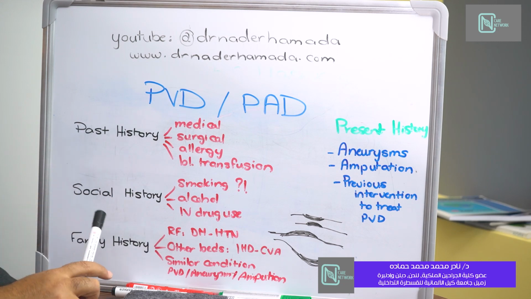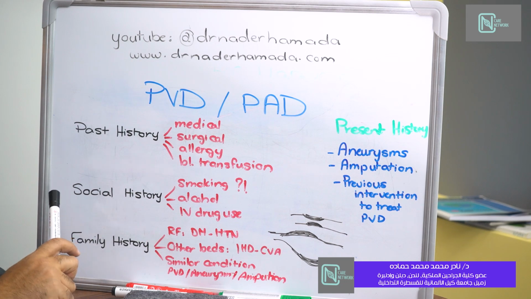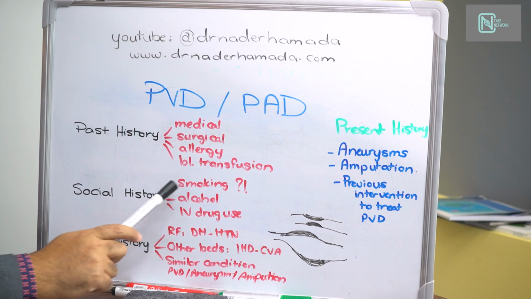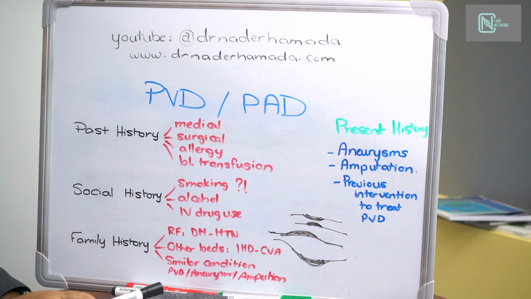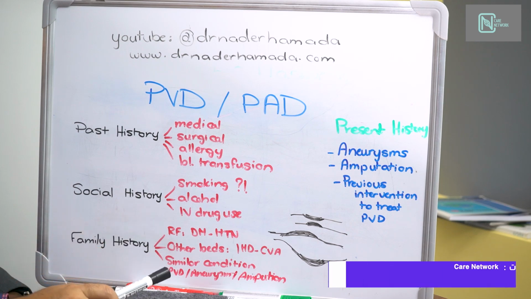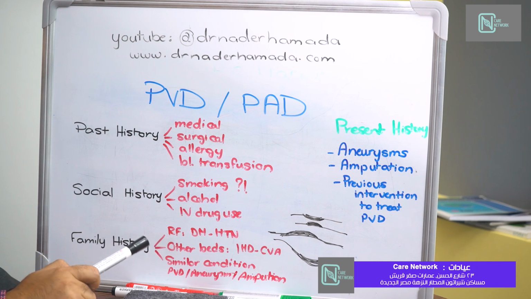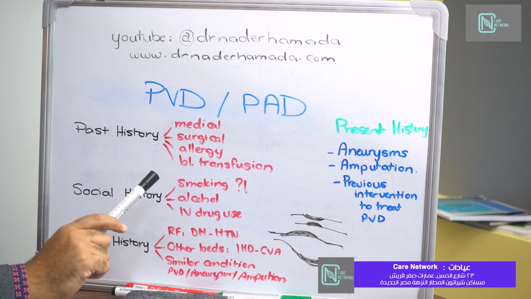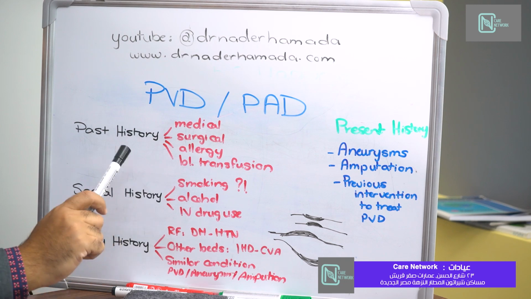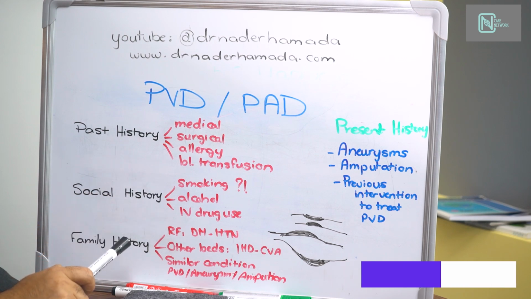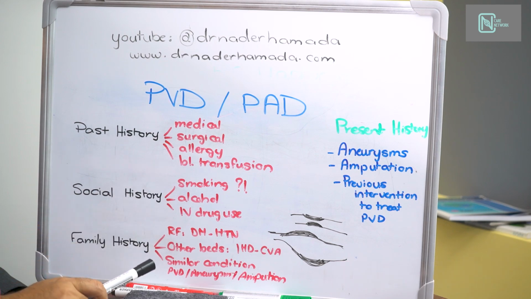After finishing the past history, then you'll ask the patient about social history. And again, smoking is very, very important. I'd prefer that you include it in the present illness rather than in the social history. But if you didn't do so, you have to stress the presence or absence of smoking in the social history of the patient as the first item to be discussed.